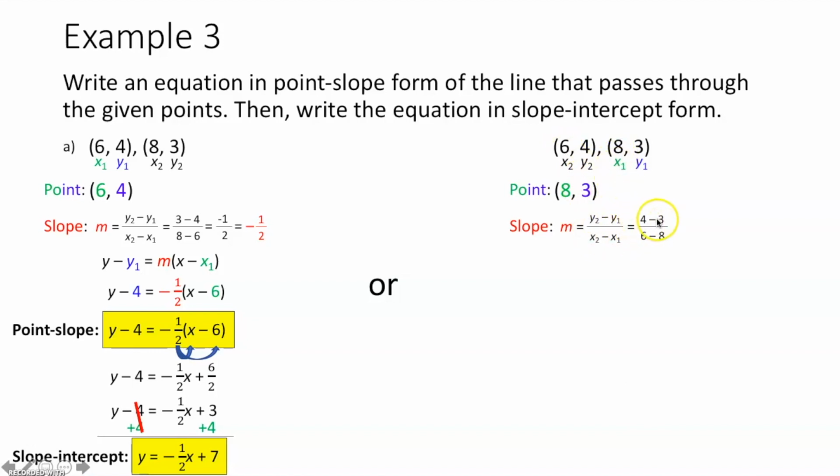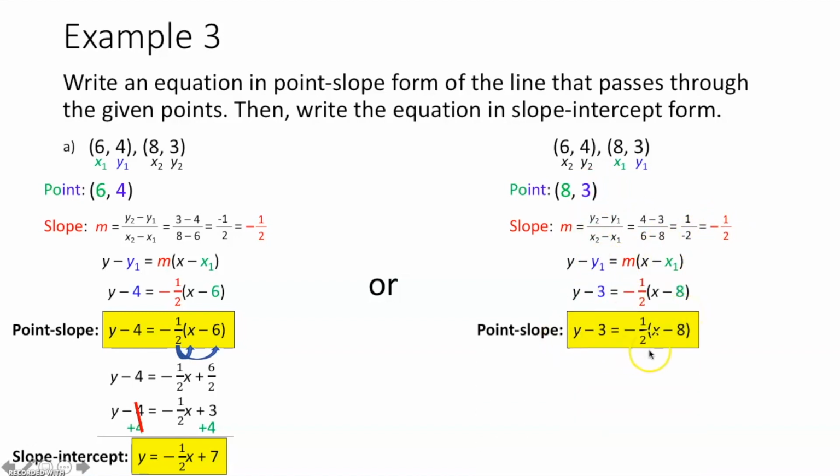We then simplify. 4 minus 3 gives you 1. 6 minus 8 gives you negative 2. So we get a slope of negative 1/2, just like we were supposed to. Next, we plug that into point slope form. So the 8 goes in for x sub 1, the 3 goes in for y sub 1, then negative 1/2 goes in for our m. Anything to simplify? No. So we have the point slope form of our equation.